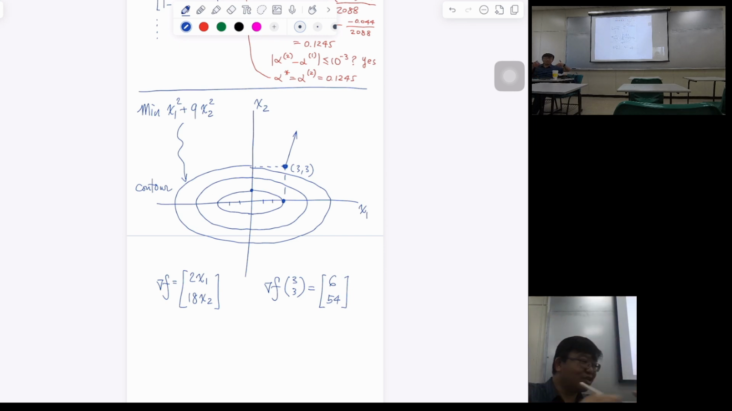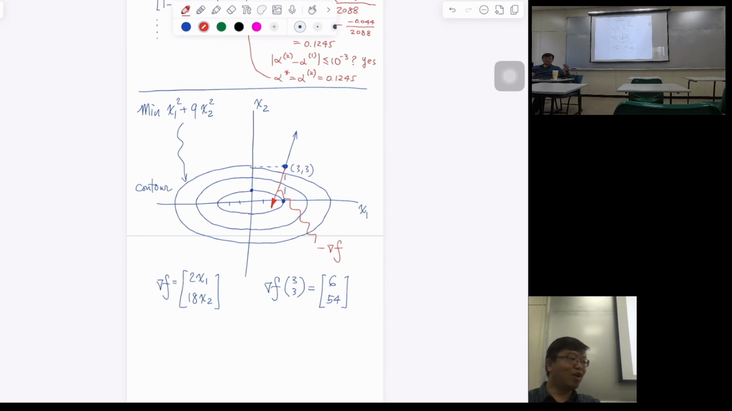But how about the negative gradient? So the negative gradient direction is here. So the red one is the negative gradient. Now you realize why we're trying to move toward a negative gradient. Because the gradient direction usually moves toward higher function value, right? The negative gradient direction moves toward lower function value.